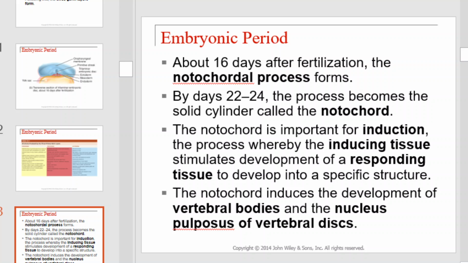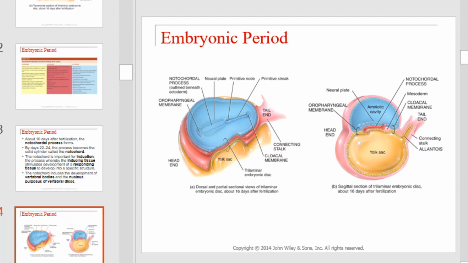About 16 days after fertilization, the notochord processes form. By days 22 to 24, the process becomes the solid cylinder called the notochord. The notochord is important for induction, the process whereby the inducing tissue stimulates development of a responding tissue into a specific structure. The notochord induces the development of vertebral bodies and the nucleus pulposus of vertebral discs. That is illustrated here.